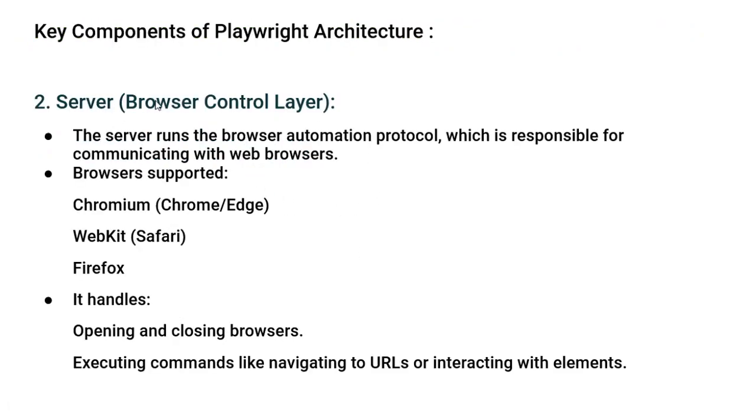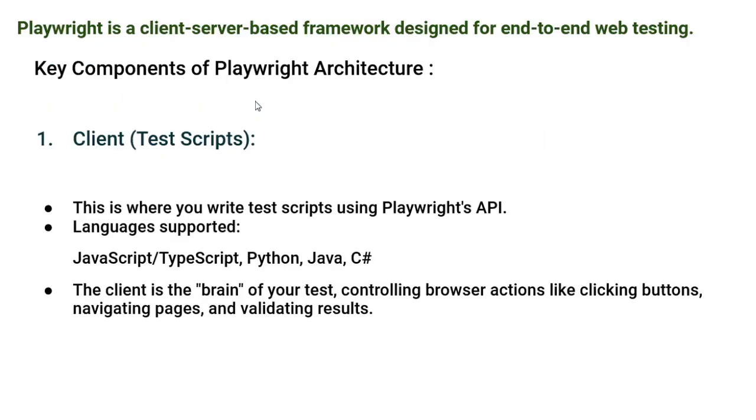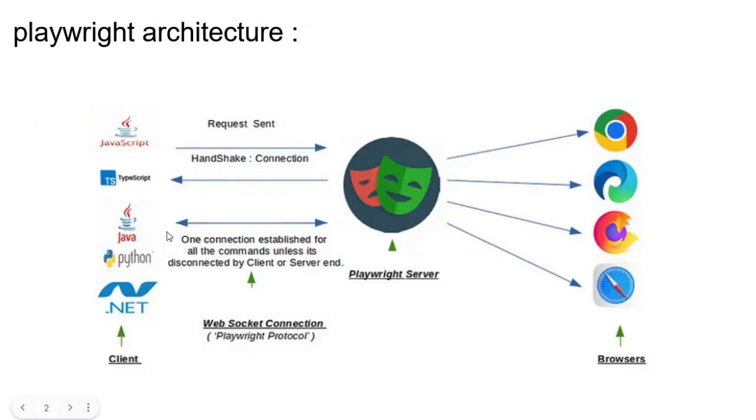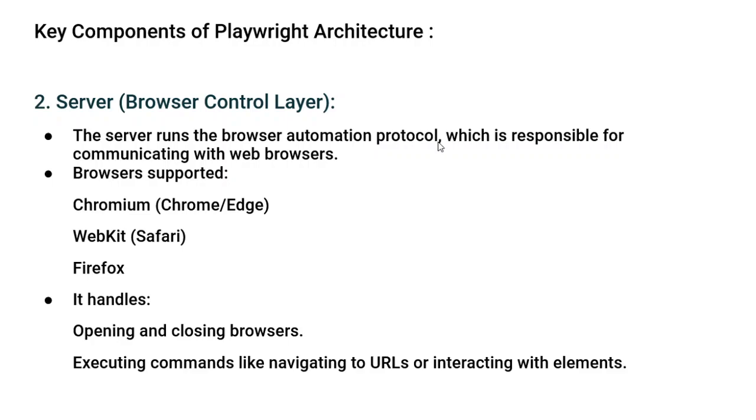The second component is the server. That is the browser control layer. So if you see, this is the client and this is the server layer. The server runs the browser automation protocol, which is responsible for communicating with web browsers. Different browsers are supported, like Chromium, Chrome, Edge, Safari, Firefox, etc.